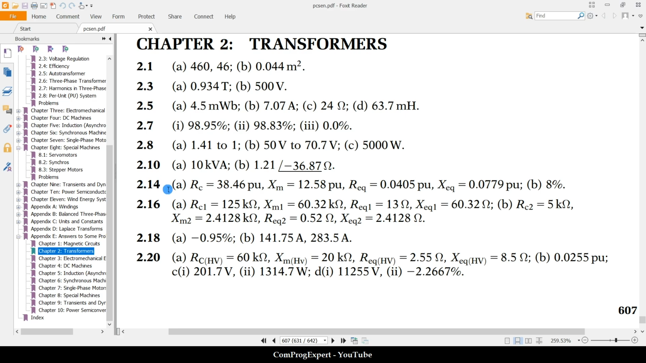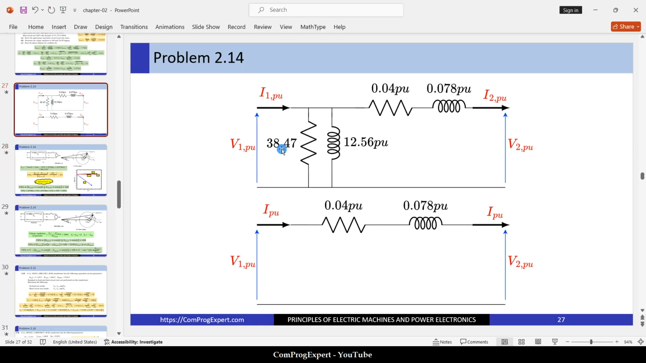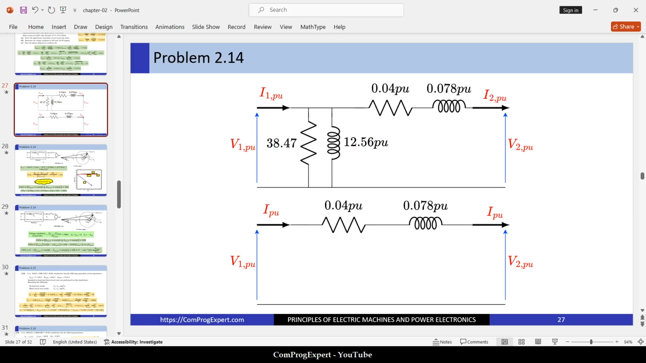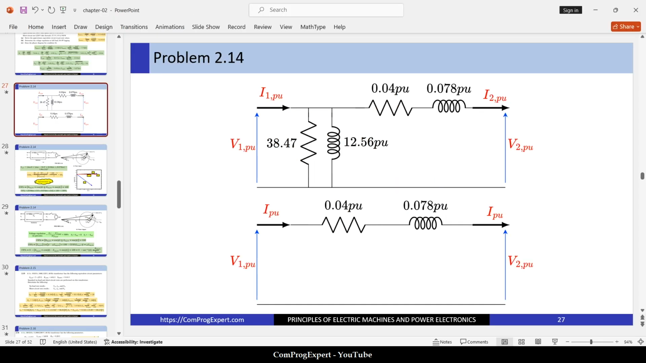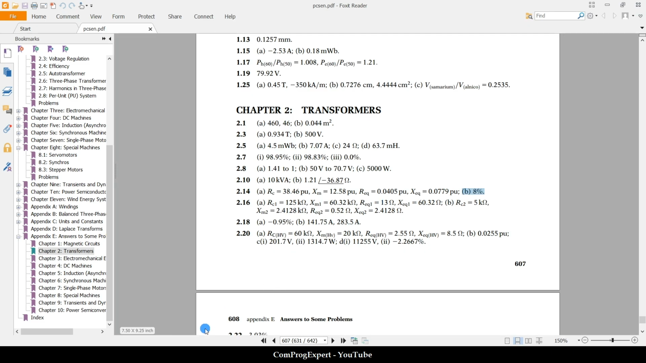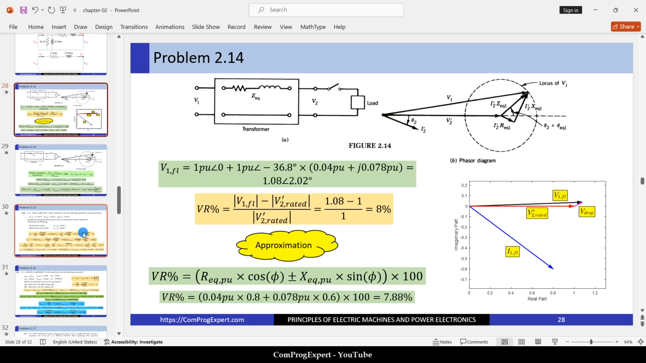Problem 14. This is the equivalent core resistance, 38.47. The magnetizing reactance. The equivalent resistance and the leakage reactance. Yes. The value of the voltage regulation is 8%. Okay. So now let's discuss this approximation, this important equation that we have here.